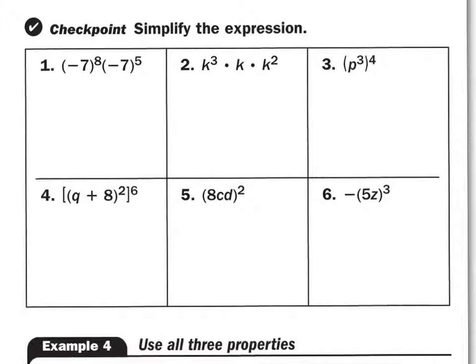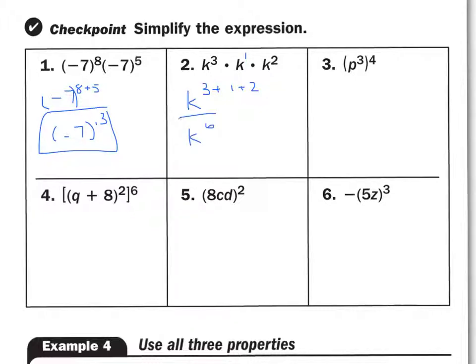For the checkpoint, we're going to simplify each of these expressions. So negative 7 to the 8th times negative 7 to the 5th is going to become negative 7 to the 8 plus 5th, which is negative 7 to the 13th. K to the 3rd times k squared. That k actually has a 1 there, so we're going to take k to the 3 plus 1 plus 2, which will give me 6. So k to the 6th power.